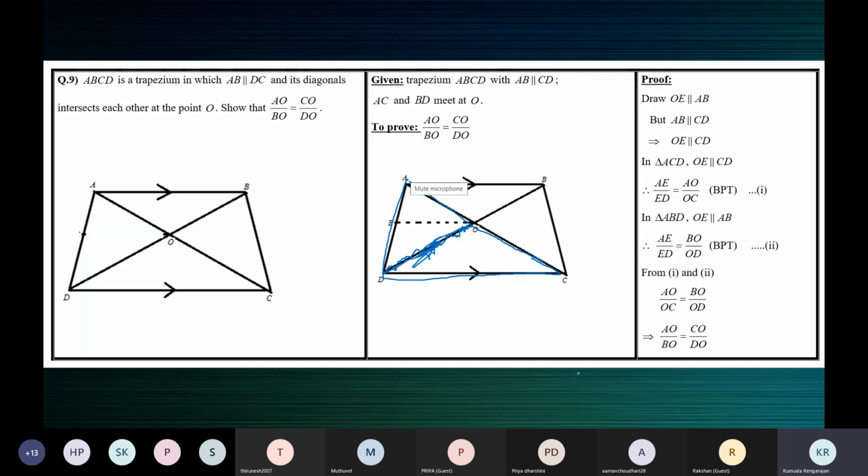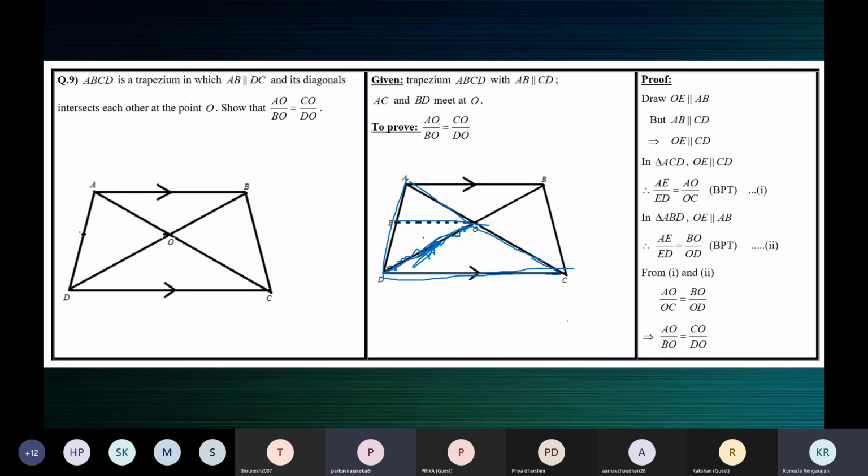All right. In this triangle, we have OE parallel to CD. OE parallel to CD. So what's the result we have by BPT? Am I audible, children? Yes, ma'am.